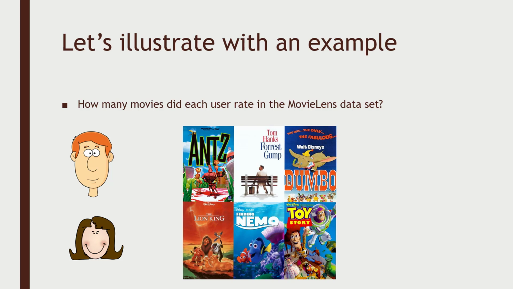So let's make it real with an example. Let's say we're dealing with our MovieLens data set again, that data set that we have of users rating movies on 1 to 5 stars, and we had that 100,000 rating data set that we played with before. Let's say we want to take that data set and just figure out how many movies each user rated. So let's say Bob is user ID 1 and he rated movies Ants, Forrest Gump, and Dumbo, whatever those movie IDs happen to be. And Sally is maybe user ID 2 and she rated The Lion King, Nemo, and Toy Story, whatever those movie IDs happen to be. So we want to figure out, okay, in the end, Bob rated 3 movies and Sally rated 3 movies. That's our objective here.